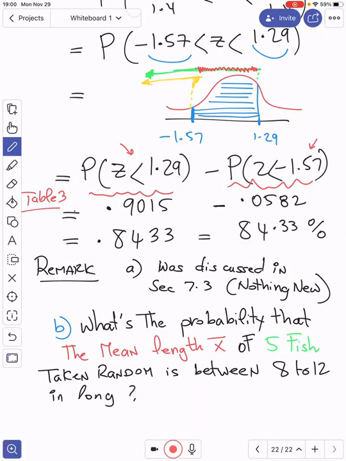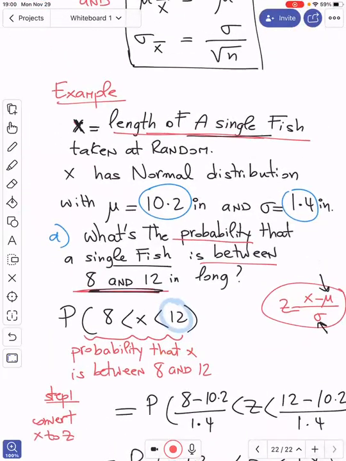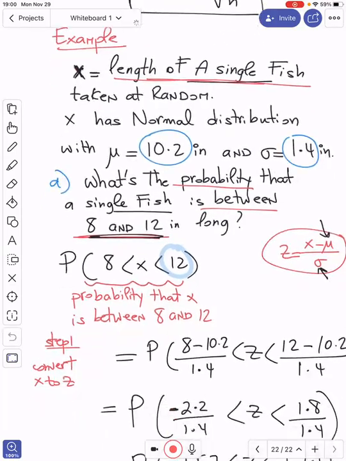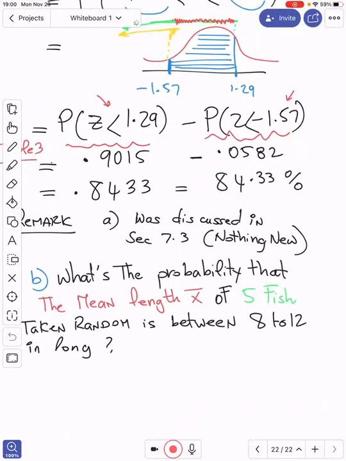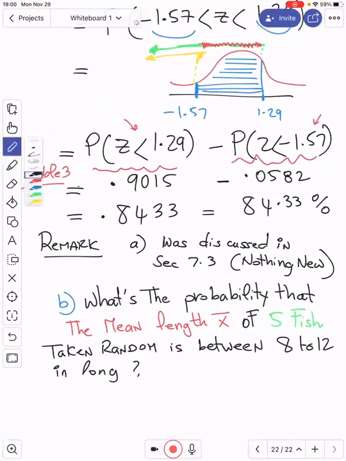So you see the difference between A and B. In A, again, the X is the length of a single fish. And in A, we try to find the probability that the length of a single fish is between 8 and 12, right? So we take just one fish. You want to find the probability that the length of this single fish is between 8 and 12, right? It's just one fish. Now, in B, we have a sample of 5 fish, right? Not just one, not a single fish, it's 5 fish. So we have a sample of 5 fish.